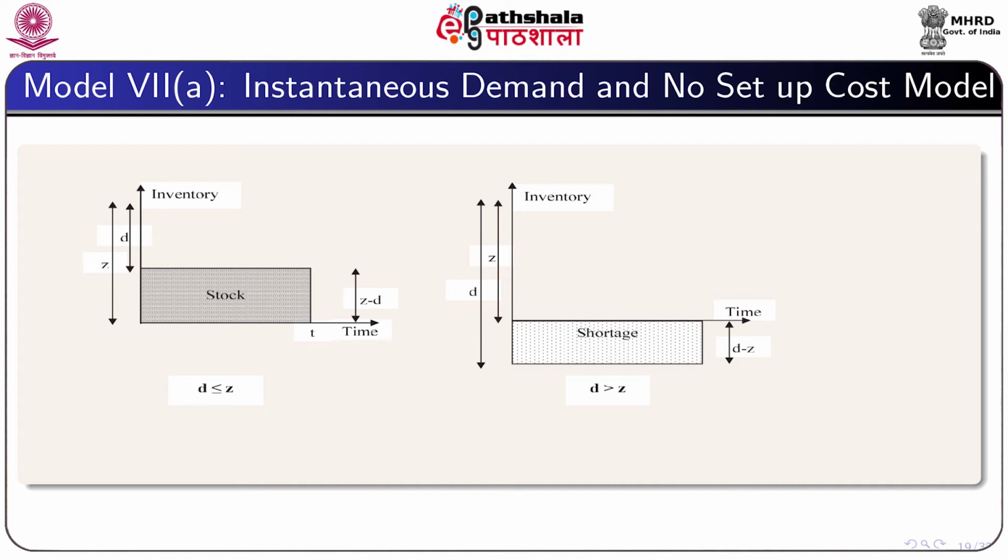In the next figure, we see that initially the inventory level rises to Z, but the demand is D, which is more than Z. Therefore, initially shortages occur, and the shortage amount is D minus Z, which continues until the end of the time schedule t. So, in this figure we see that there is no stock, only shortage.